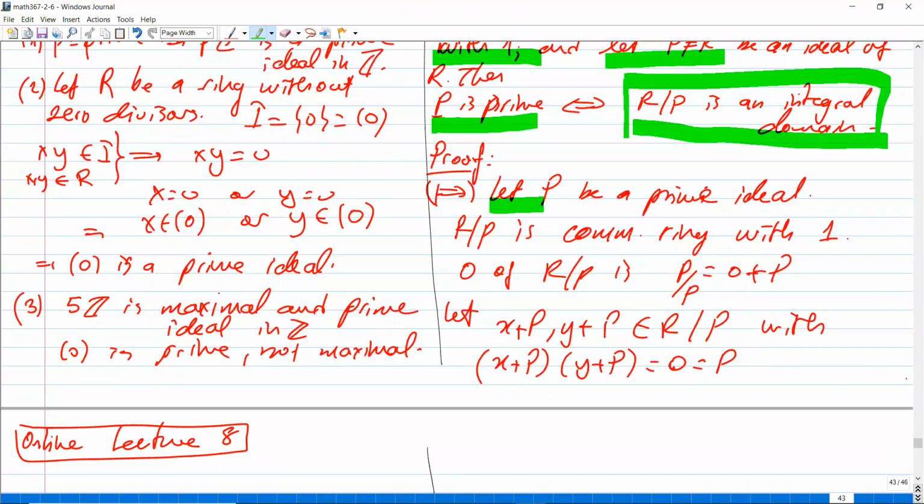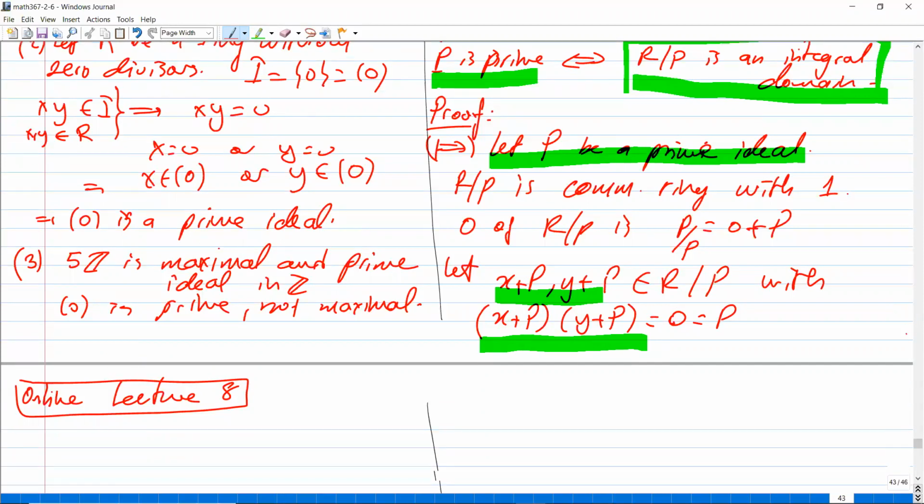Suppose that P is a prime ideal. Since R is a commutative ring with 1, R over P is a commutative ring with 1, and the 0 of this ring is P over P, the left coset of 0, if you like. Take two elements x and y, two left cosets from R over P, and suppose that their product is 0. We need to show that one of them is 0 in this quotient ring. That will imply that R over P has no zero divisors, so it's an integral domain.